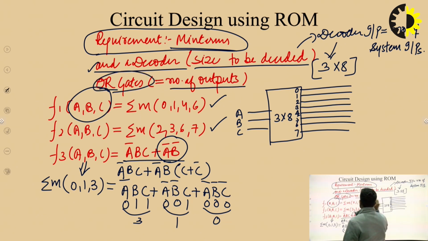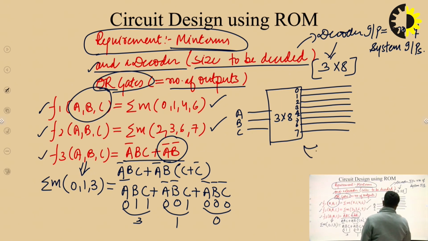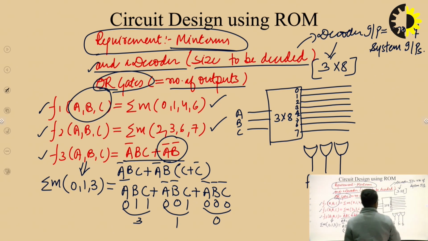Number of OR gates is equal to number of outputs. So we can see that there are 3 outputs, F1, F2 and F3. So there are going to be 3 OR gates. Okay. So there are going to be 3 OR gates, F1, F2 and F3.